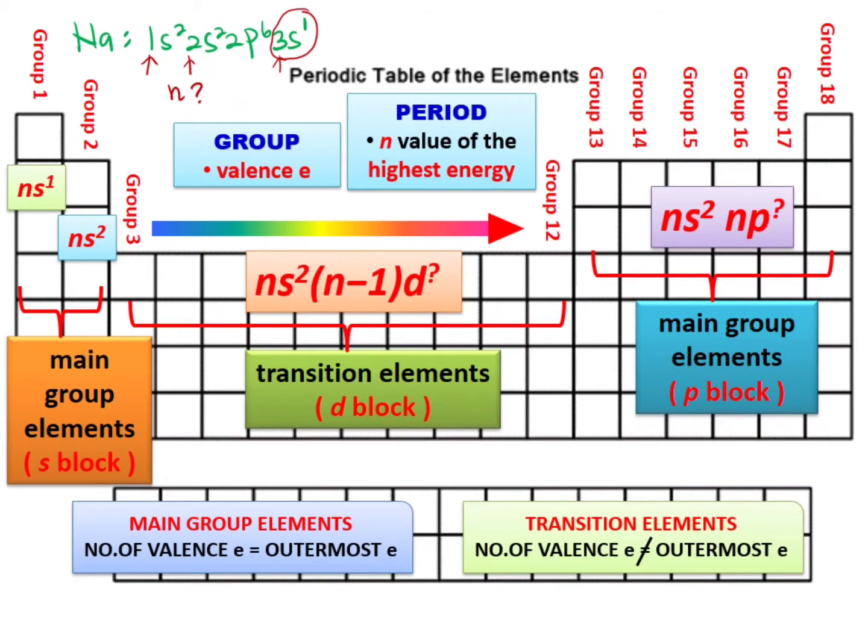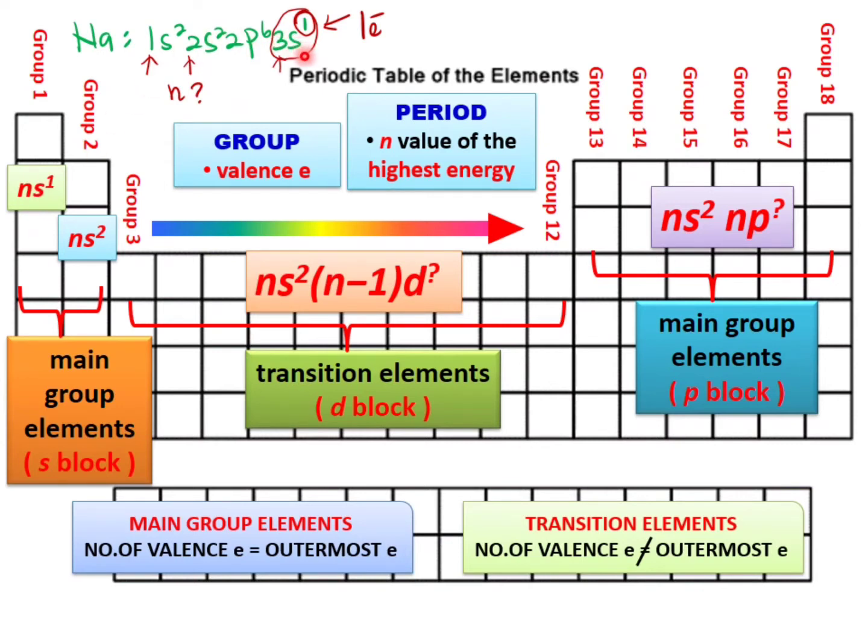So there will be valence electrons inside, and then we can identify its group. So how many electrons are inside this outermost shell? You have 1 electron, it means that it will be in group 1. See? So for group 1, the ending of the electron configuration must end with s1, like this.